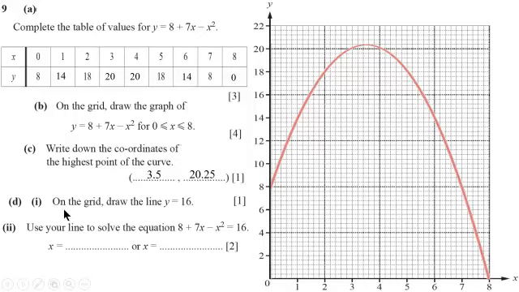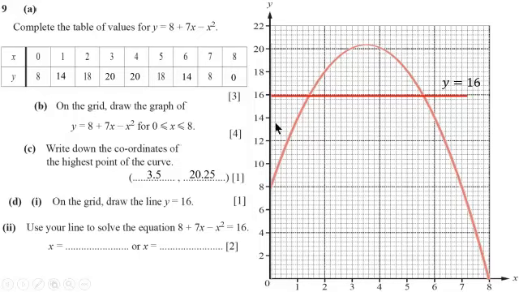D. On the grid, draw the line y equals 16. It's very easy. It's a horizontal line which cuts the y-axis at 16. This is the answer. y equals 16 is here. Finally, use your line to solve the equation 8 plus 7x minus x squared, which is the curve equation, equals 16, which is the horizontal line equation.